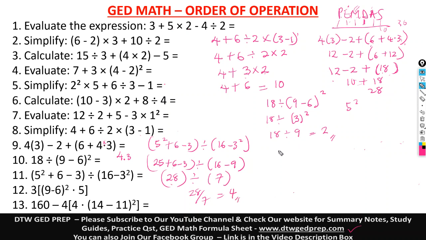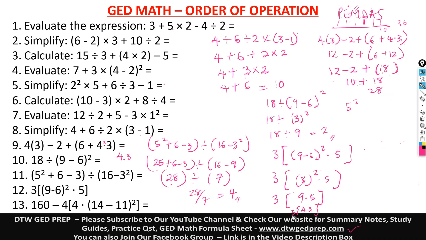Look at number 12. Number 12 says 3 in parentheses, a bigger parenthesis, a smaller one, 9 minus 6 all squared, dot 5, close the parenthesis. So let's resolve this. First, all this in parentheses. So we have 3, 9 minus 6, that's 3 squared dot 5. That's 3. 3 squared is 9. Then dot means times 5, right? So 9 times 5 is 45, right?